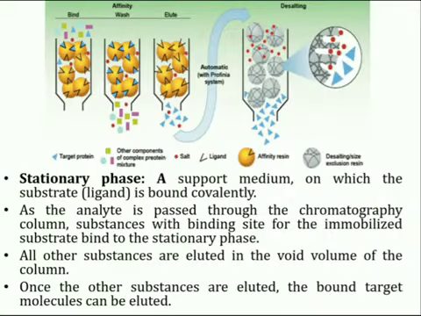In affinity chromatography, the stationary phase consists of a support medium on which the substrate is bound covalently. Substrate is ligand. They usually bond in such a way that the reactive groups responsible for binding of the target molecule remain exposed.